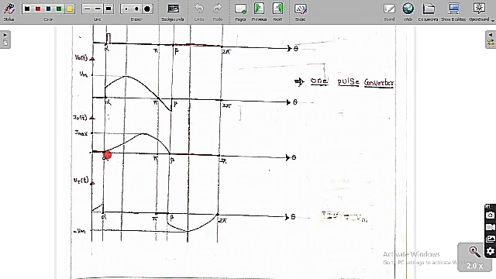In this region from alpha, the current increases in charging mode and then it discharges. Because of this extra region, the thyristor continues to conduct, so the load voltage is going to have even a negative pulse.